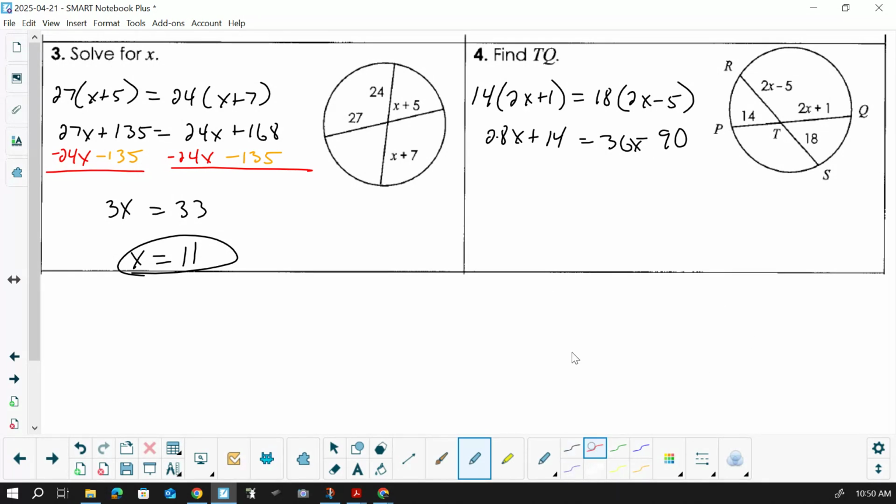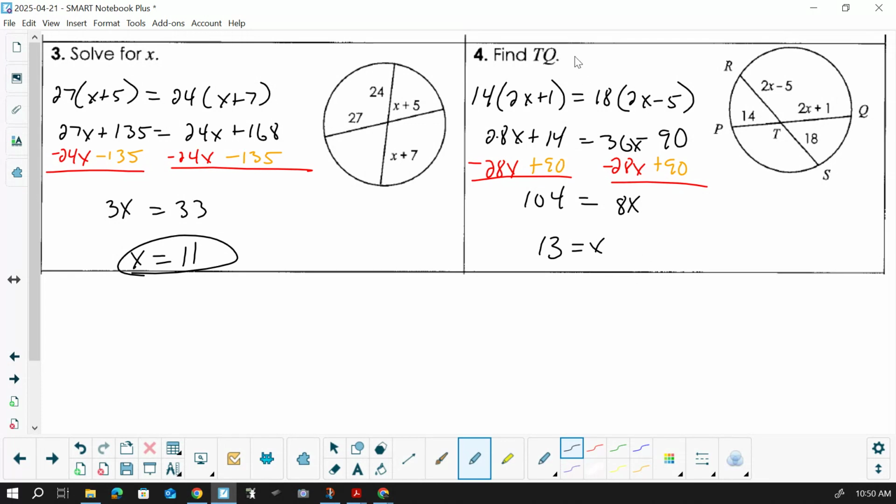Okay. I'm going to subtract 28x from both sides. And while I'm at it, I'm going to add 90. And we're going to end up with, that's gone, 14 plus 90 is 104. 36 minus 28 is 8. Divide both sides by 8. We get 104 divided by 8 is 13.